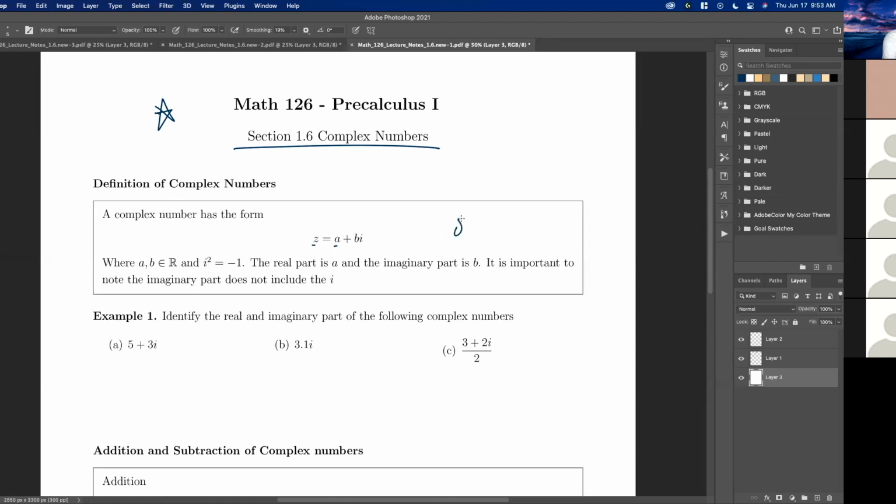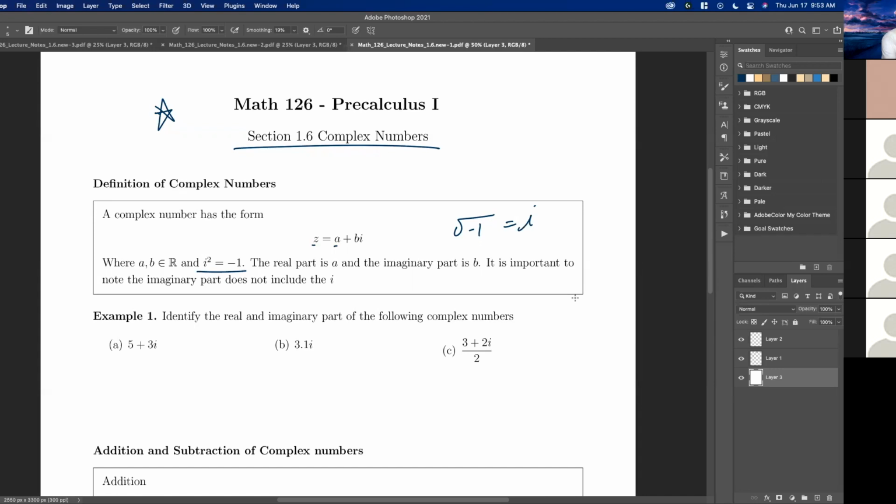Most of you define this to be i, which is fine. It's 100% fine. This is a little bit more correct and precise, but don't worry about the subtle differences.